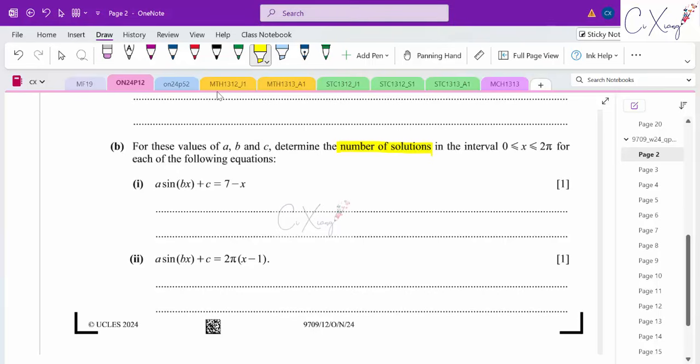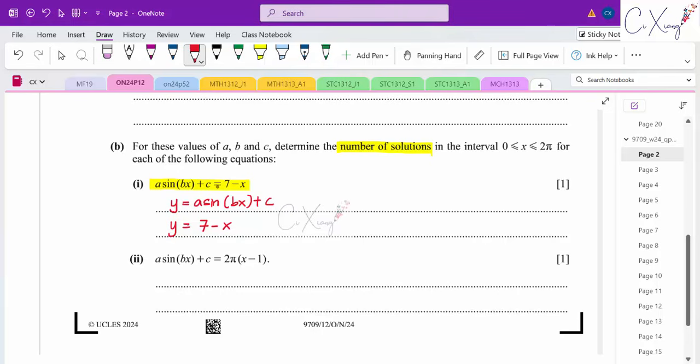They are talking about a sin bx plus c equals 7 minus x. When you want to solve this equation, basically we want to find the intersection points between this particular graph and the other equation, which is y equals 7 minus x. So try to think carefully: when they want us to get the intersection point or the solution, basically we have to solve them simultaneously. So we are doing it a bit backward.